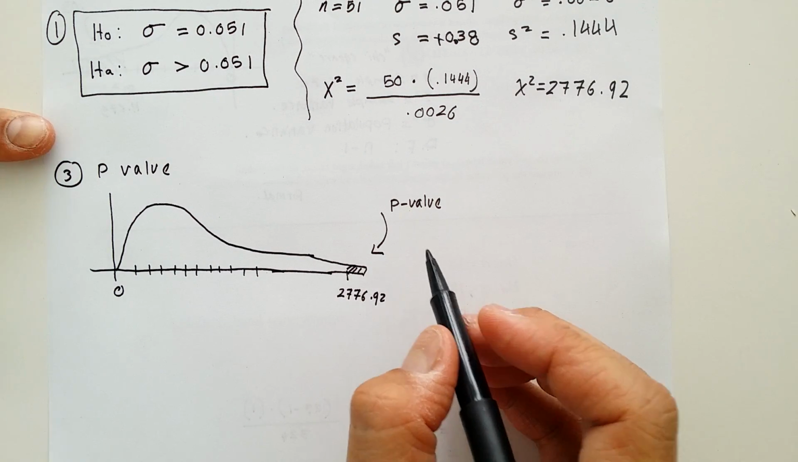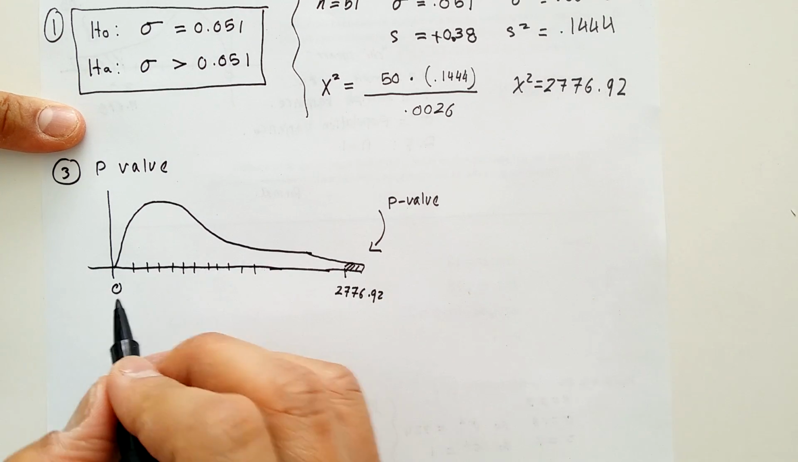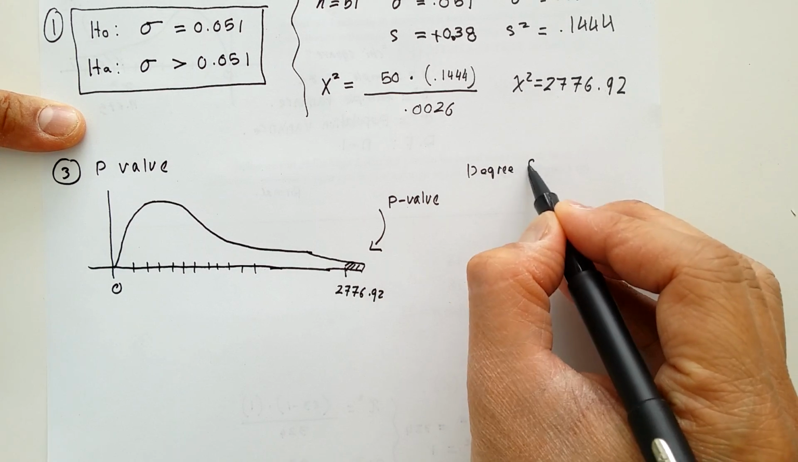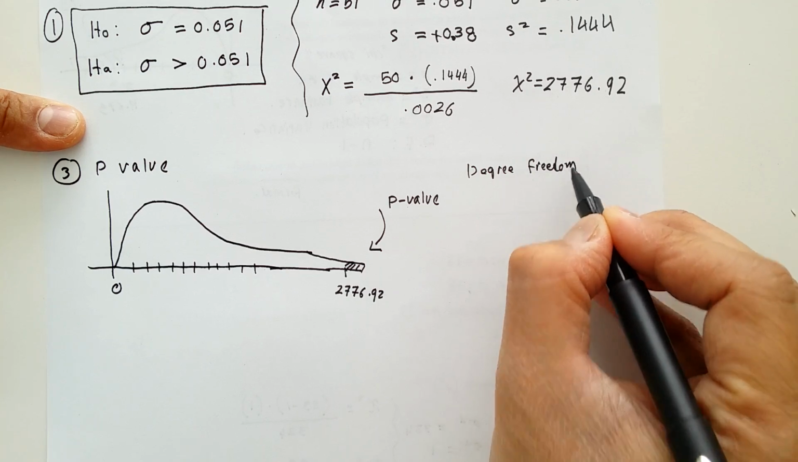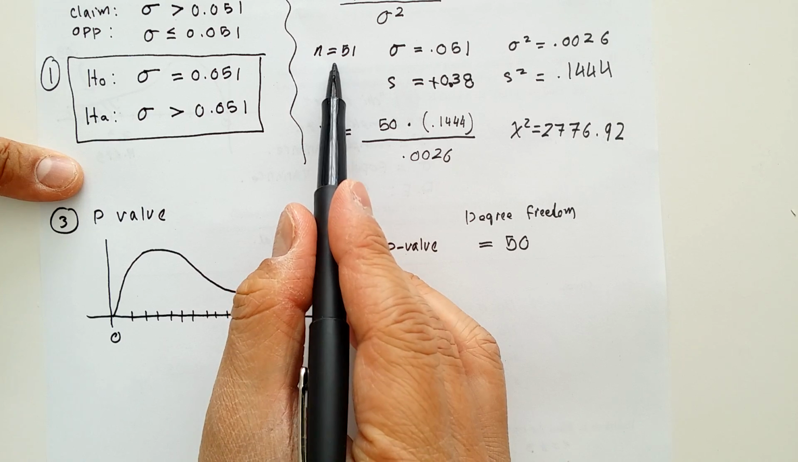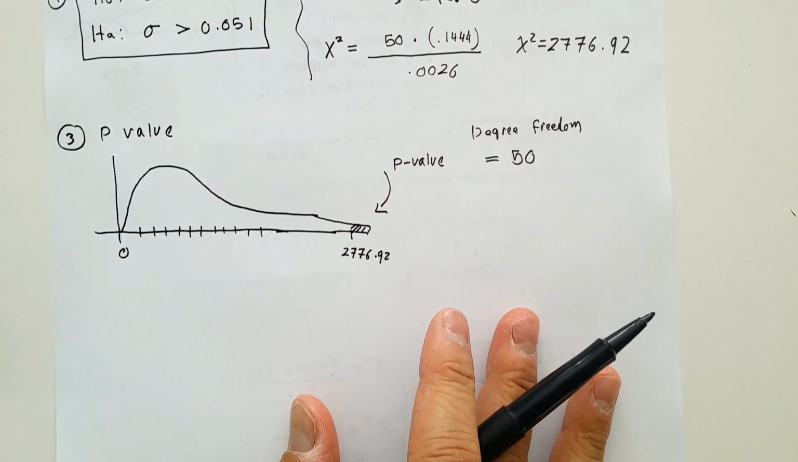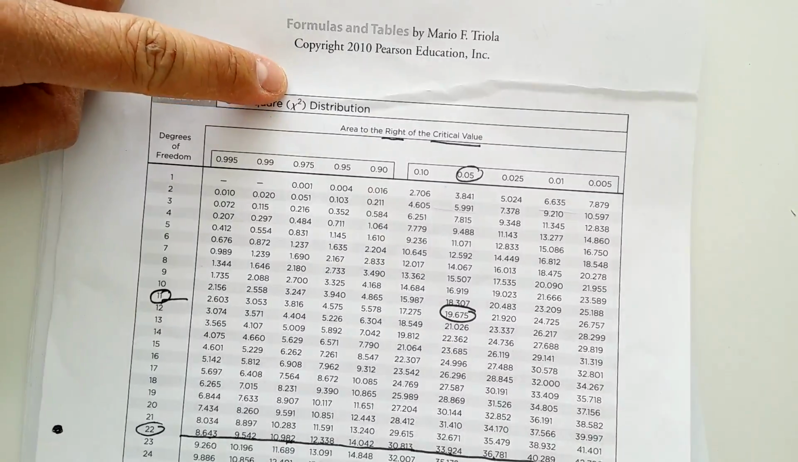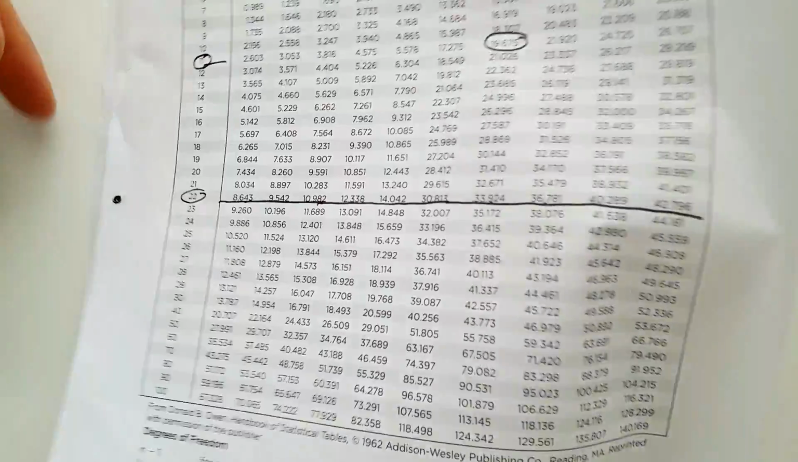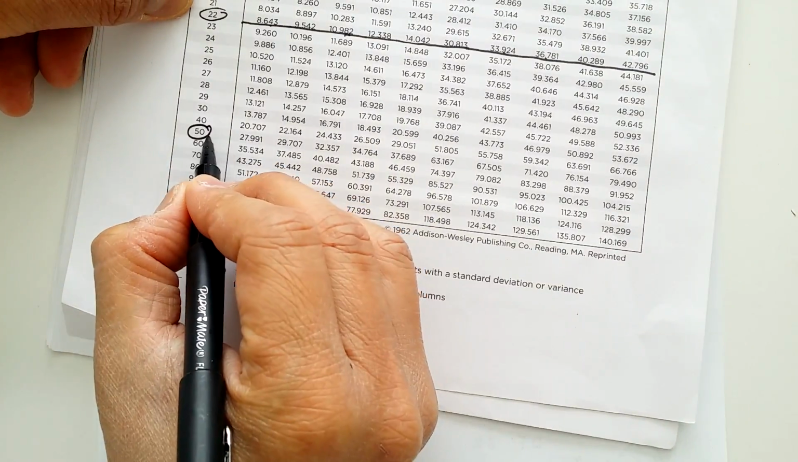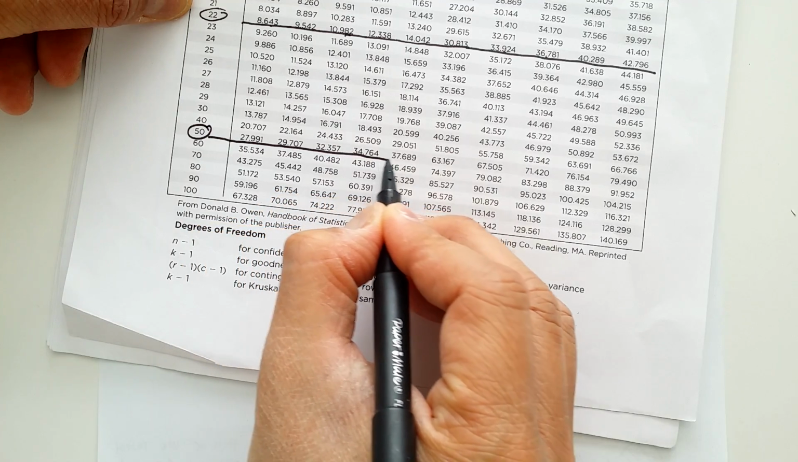When we look it up to find our p-value, we also need to consider the degrees of freedom, and that is 1 less than your sample size. Your sample size is 51, so the degrees of freedom is 50. Let's look that up, starting with the degrees of freedom. Make sure you turn to the last page. This is called the chi-square table, and it's on the last page. You start with 50, your degrees of freedom.